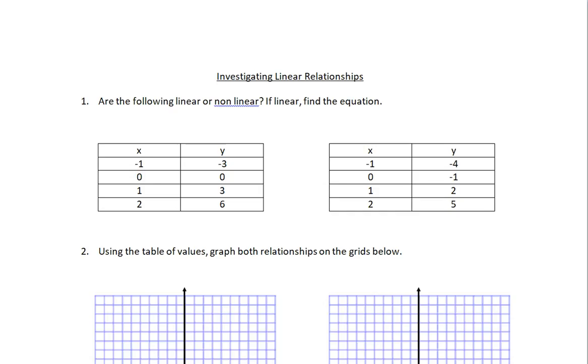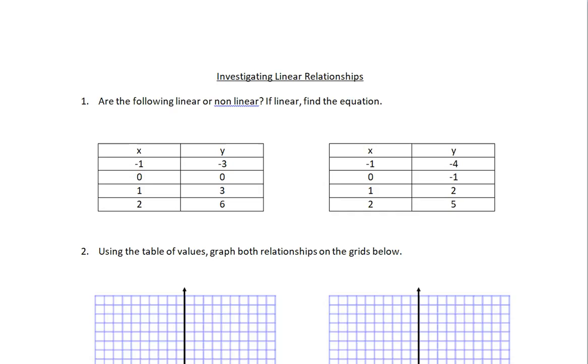Okay, so here we're going to be looking at a continuation of our look at linear and nonlinear relationships. So when we look at these two tables, we have to figure out if they're linear or not. So remember, the first thing that we have to do is figure out, one, are the x's all going up by 1 every time? And in this case, they are.